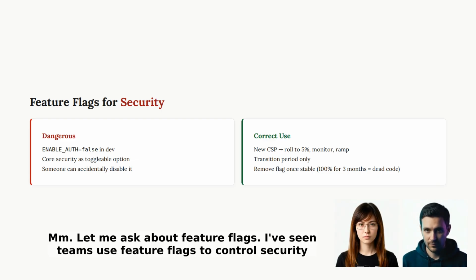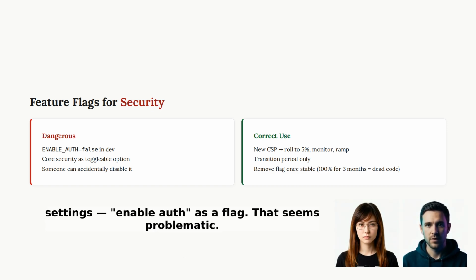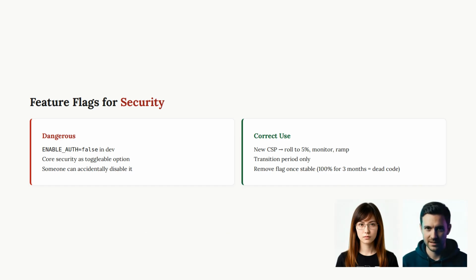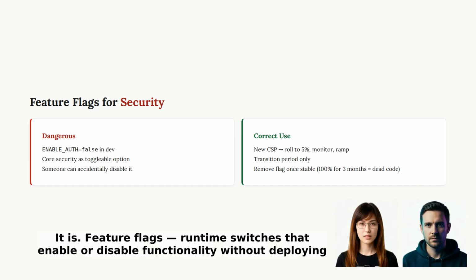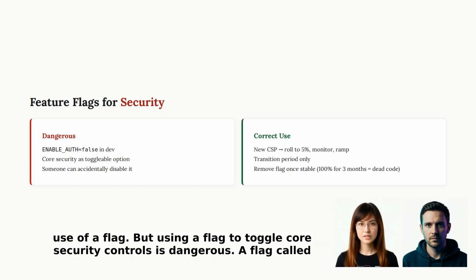Let me ask about feature flags. I've seen teams use feature flags to control security settings, enable auth as a flag. That seems problematic. It is. Feature flags, runtime switches that enable or disable functionality without deploying new code, are a powerful tool. Rolling out a new content security policy to 5% of users? Great use of a flag, but using a flag to toggle core security controls is dangerous.